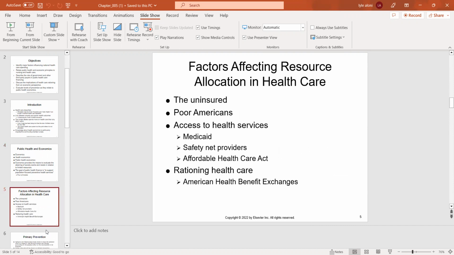When we're looking at the different factors affecting resources and allocation in healthcare, we look at the uninsured, our poor Americans, access to healthcare and services, Medicaid, safety net health providers, and our Affordable Care Act.